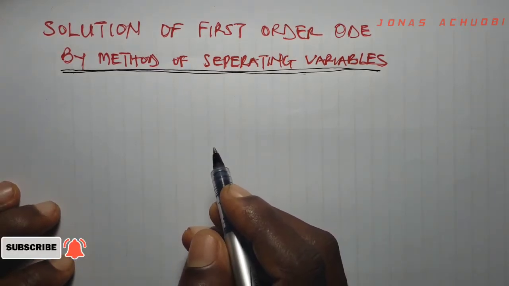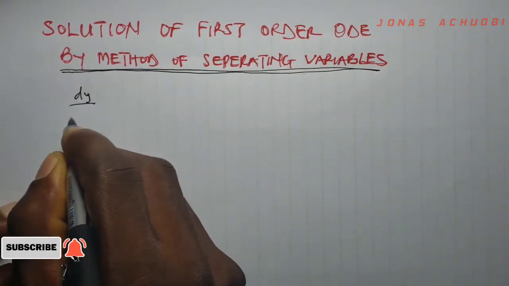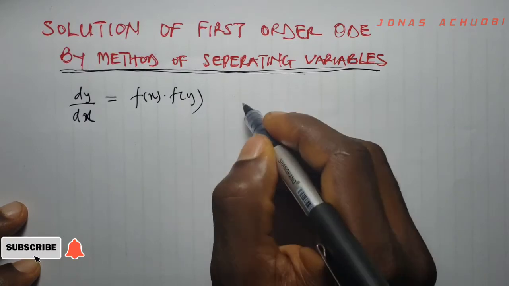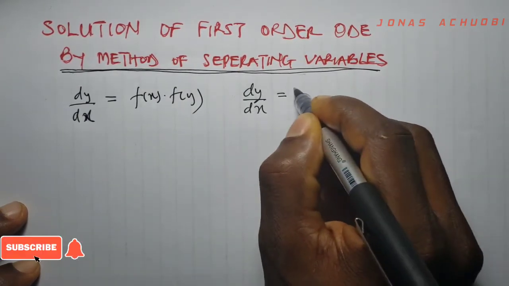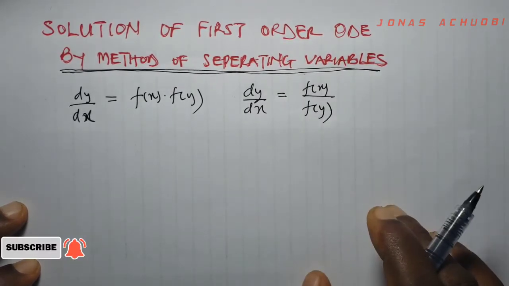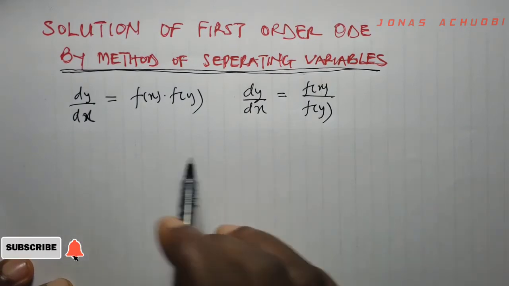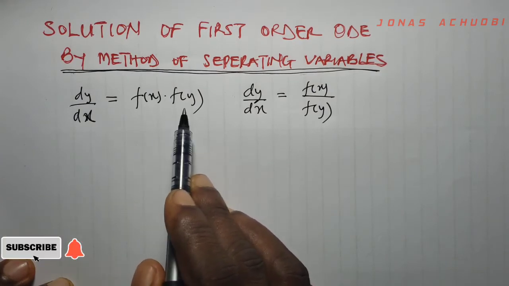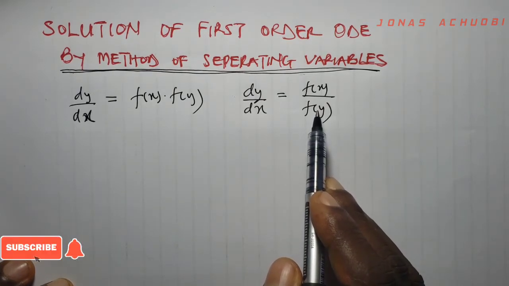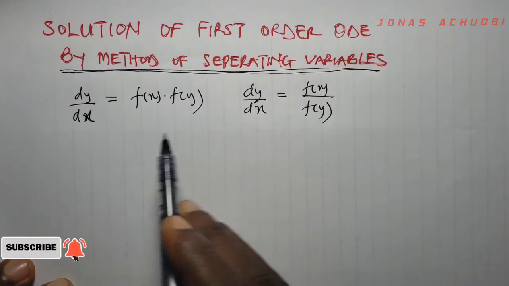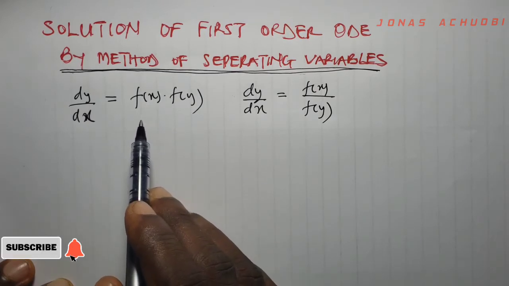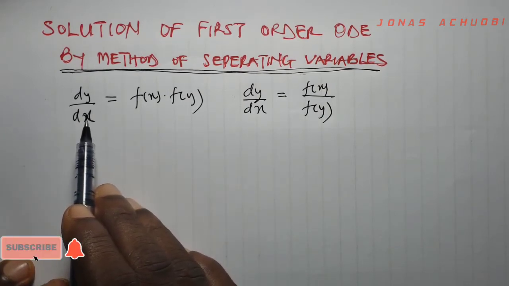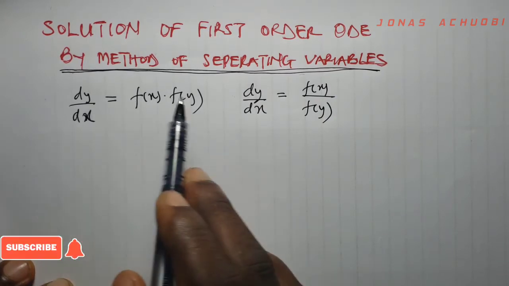Now, let us consider equations of the form dy over dx equal to f of x times f of y, and the second one is dy over dx equal to f of x over f of y. We observe that in these two equations, the right hand side of the first is written as the product of two functions of x and y, while the right hand side of the second is written as a quotient of two functions of x and y, in such a manner that it is easy to write one function on either side of the equation. For example, we are able to write f of x on the left hand side and f of y on the right hand side of the equation.